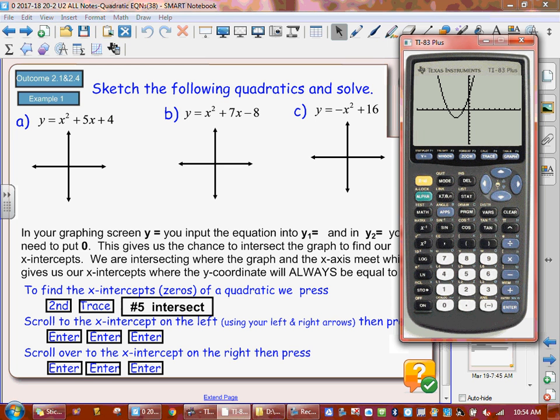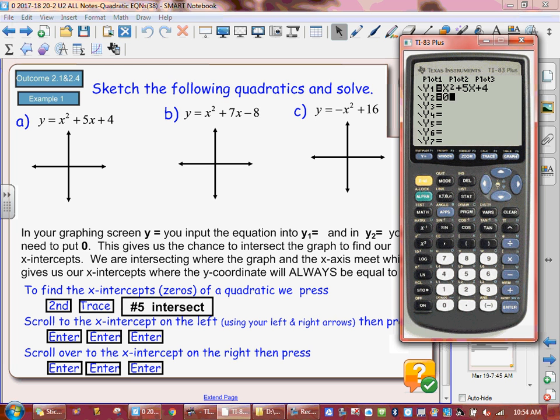So that means we're going to go back to our y equals, and we're following all these steps that are written here. We're going to put into y2, so scroll down to y2, and we're going to put the number 0 there. Now, the x-axis is called the y equals 0 line. It's called y equals 0 because the y number is 0 on that line. That's how you have an x-intercept.